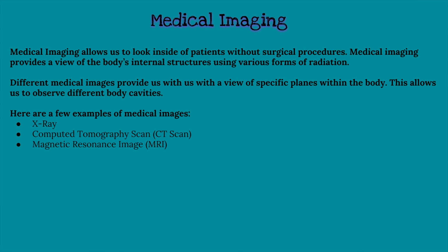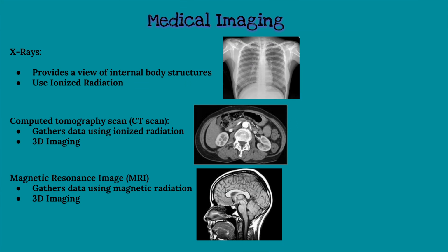So medical imaging provides us with an inside view of our patients using radiation, and different kinds of medical images will provide us with the view of different planes and different cavities of the body. We have X-rays, which provide us with a view of internal body structures using ionized radiation. And this picture here on the right is a chest X-ray, which shows us the thoracic cavity.